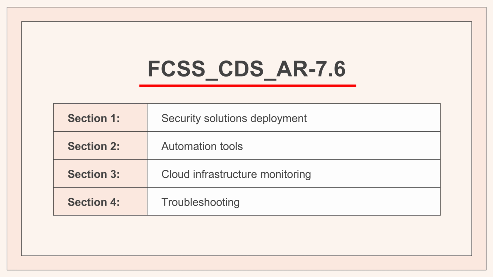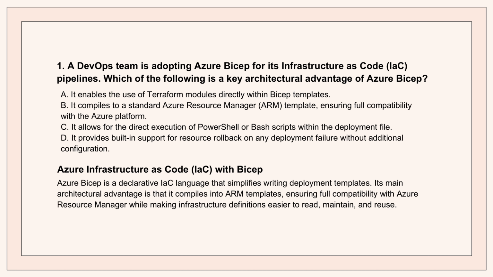Exactly. So let's kick things off. We'll start with some foundational concepts, stuff that's pretty essential for any cloud pro, starting with infrastructure as code and some core networking principles. First up, Azure Bicep's architectural advantage. Let's imagine a DevOps team, right? They're adopting Azure Bicep for their IaC pipelines. They want efficiency, consistency, reliability. So what's a key architectural advantage that Bicep brings for managing their Azure resources?